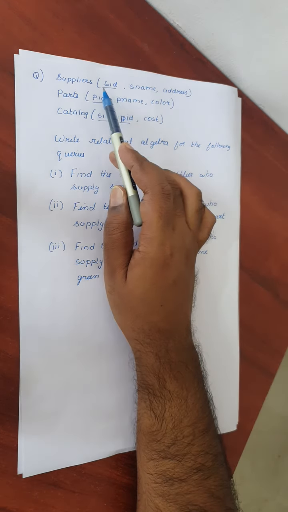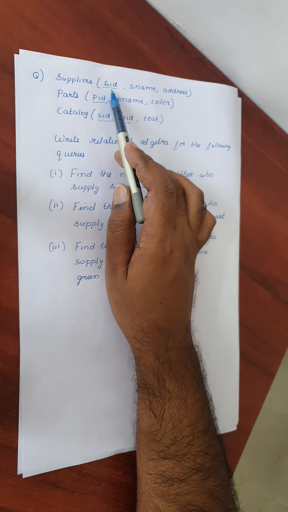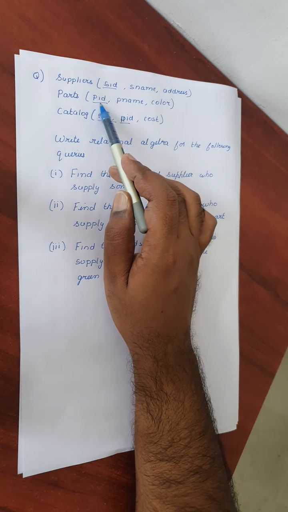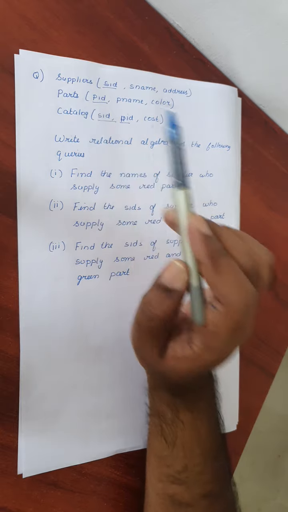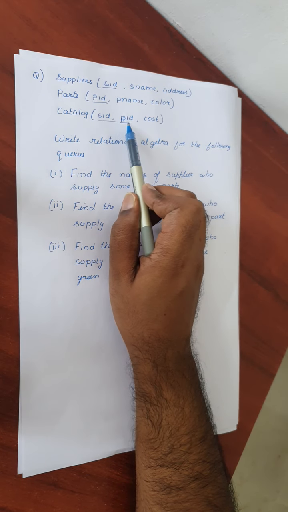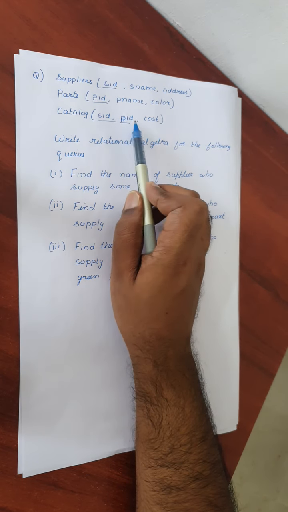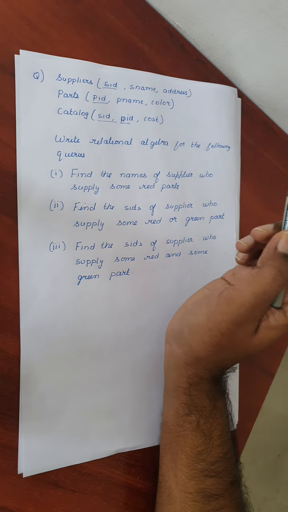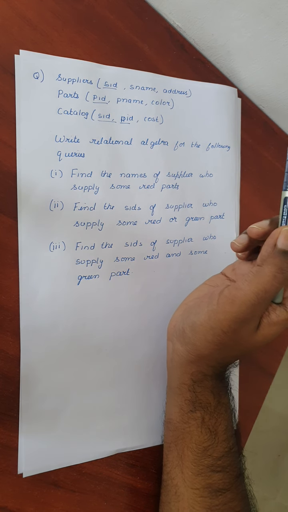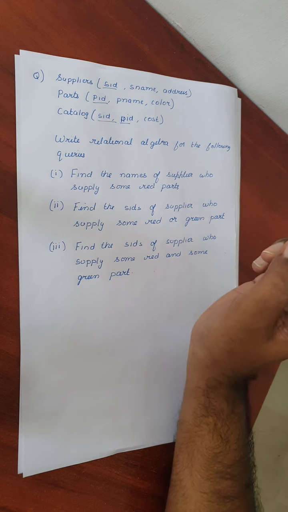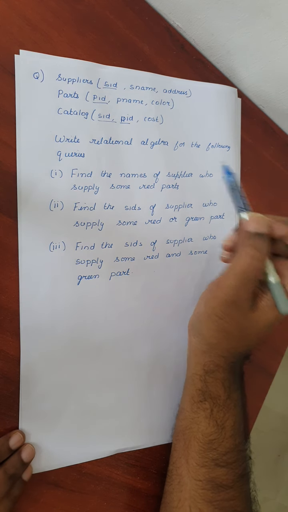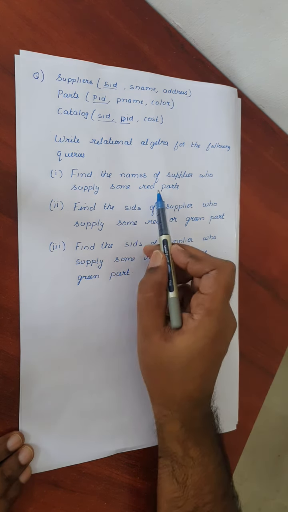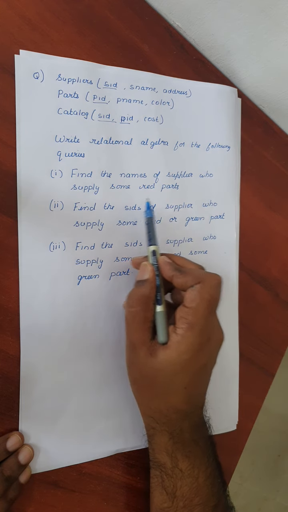Here the supplier ID, SID, is the primary key of supplier. PID, part ID, is the primary key of parts. SID and PID both together are the primary key of catalog. Now the first question: write the relational algebra for the following queries. Find the name of the supplier who supplies some red parts.